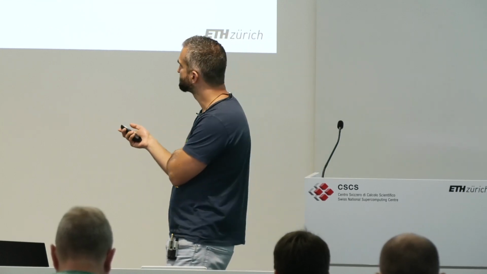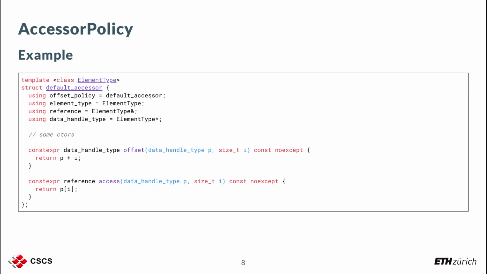Accessor policy. I don't want to go into detail. This is how the default accessor looks. An accessor has to provide these 4 types and these 2 methods. The important one is the data handle type. They don't talk about pointers in mdspan, they talk about data handle type. In the simple case, the data handle type is a pointer to element type.